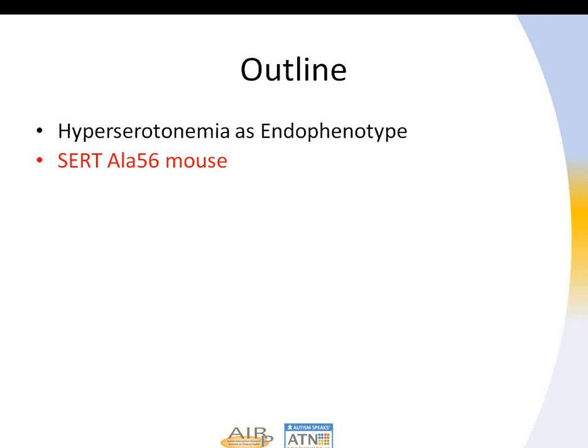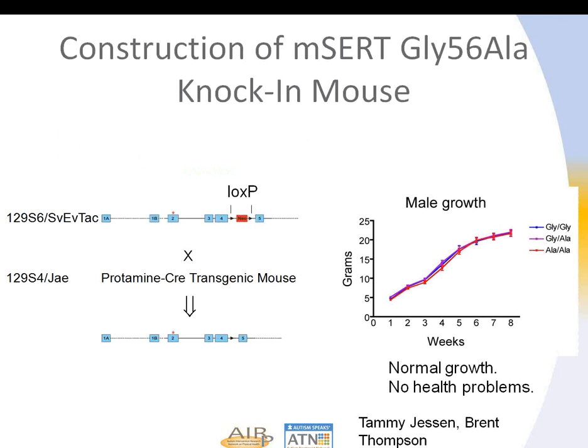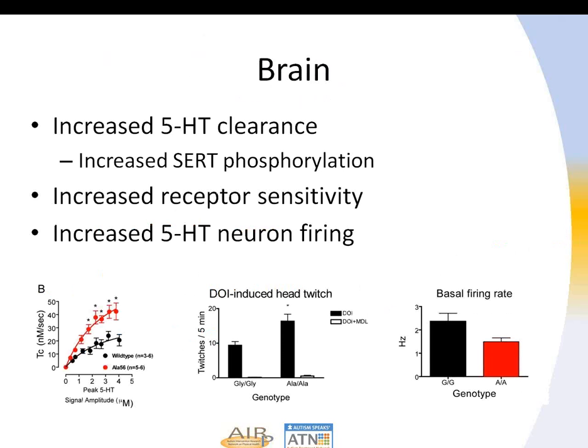So the most common of these variants we've now studied fairly extensively in the mouse. This has now become fairly routine, where you take a particular amino acid variant, you place it in a mouse in the same location. These mice, where we've introduced these mutations, grow normally. They don't have any apparent health problems, but they allow us to do studies of the brain serotonin system to understand how this actually impacts function in a mechanistic way.